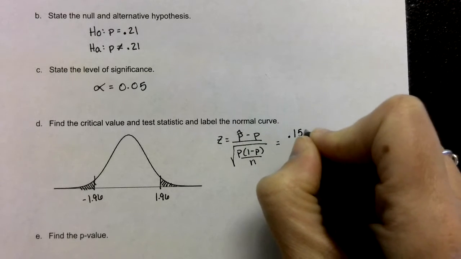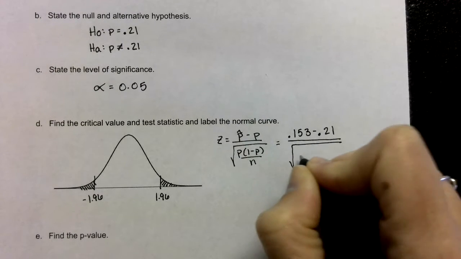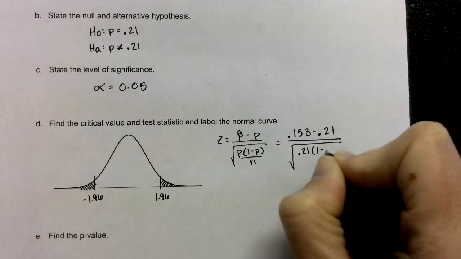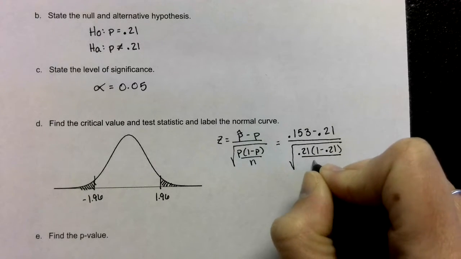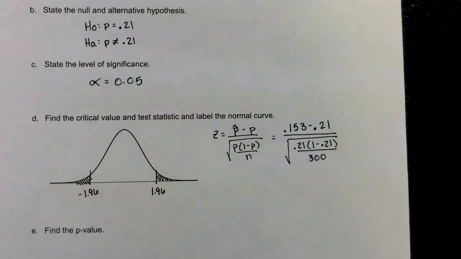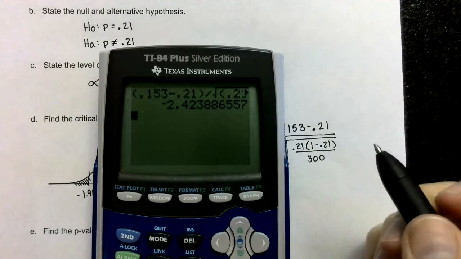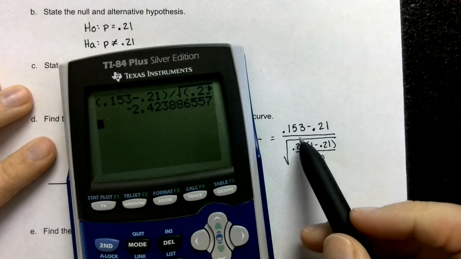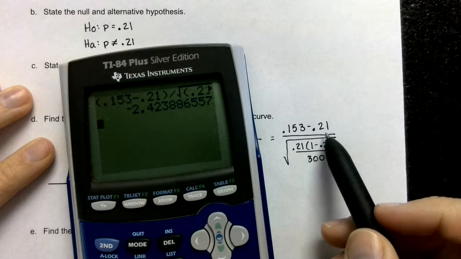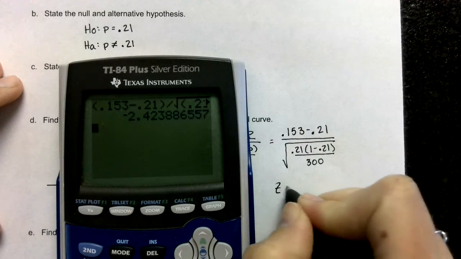So 0.153 minus 0.21 over the square root of 0.21 times 1 minus 0.21 divided by 300. So just a second here. Okay, so doing my calculation for this, I got negative 2.43, and it should make sense that it's negative because, as you can see, our sample proportion was less than the claim, less than the population claim. So in terms of z-scores, that gives us a negative.